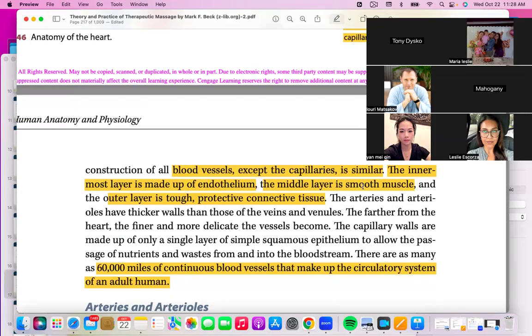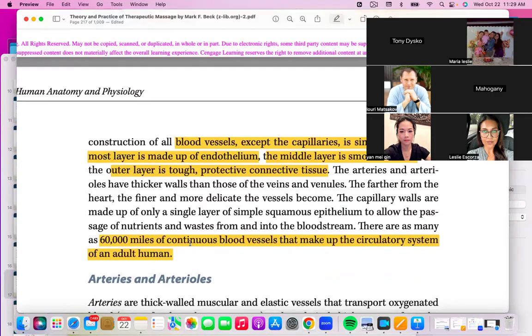The middle layer is smooth muscle tissue, that's the part of the vessels that contract, because as we talked earlier, the heart pumps, the big pump, but the blood doesn't reach all the way to the extremities because of the heart. It's because of the blood vessels. And the outer layer is a protective connective tissue layer, just like you've seen on the heart.